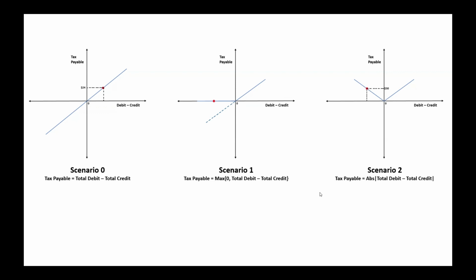total credit. And finally, we have scenario 2, which exists in certain countries like Brazil, where if the credit is greater than the debit, then instead of the graph continuing like this, the absolute value function will set in, and the graph will go like this. So the more your credit exceeds your debit, the more tax you will actually have to pay. So these are the three scenarios, and this is how their graphs look.